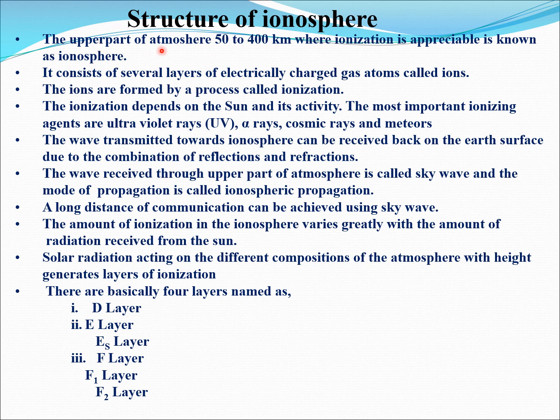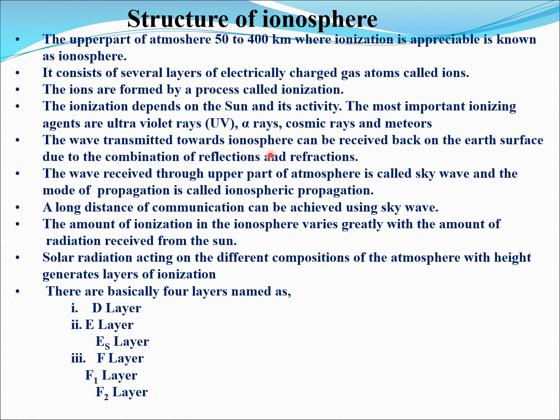The upper part of atmosphere from 50 to 400 km, where ionization is appreciable, is known as ionosphere. It consists of several layers of electrically charged gas atoms called ions. The ions are formed by the process called ionization. The ionization depends upon sun and its activity. The most important ionizing agents are ultraviolet rays, alpha rays, cosmic rays, and meteors.